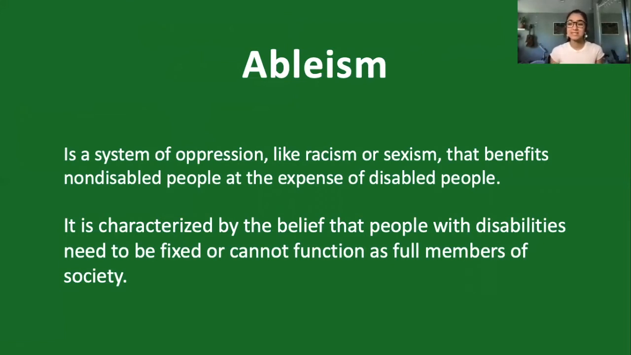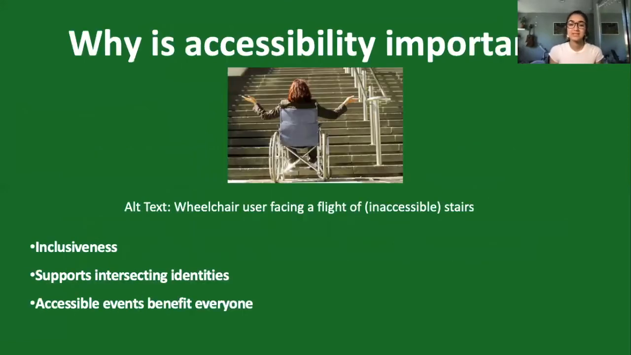It's in our systems, it's everywhere, and oftentimes it's difficult to recognize because it's been so normalized. So ableism is really important to challenge, just like we're challenging racism and sexism in these times. So it's very important that we examine our systems and ask ourselves, are these ableist? So then let's go on to why accessibility is important.